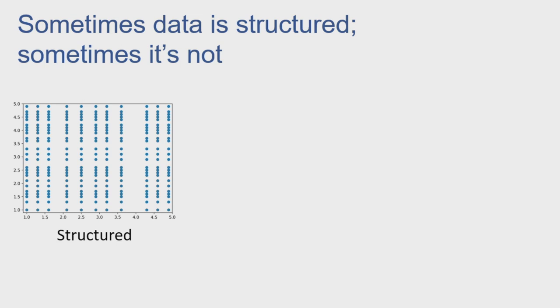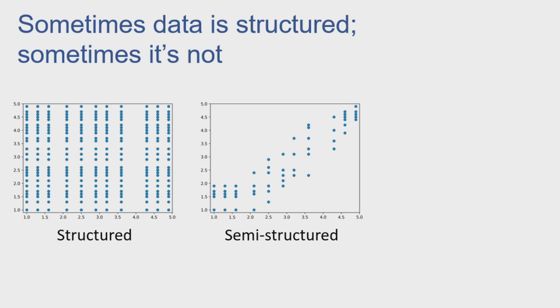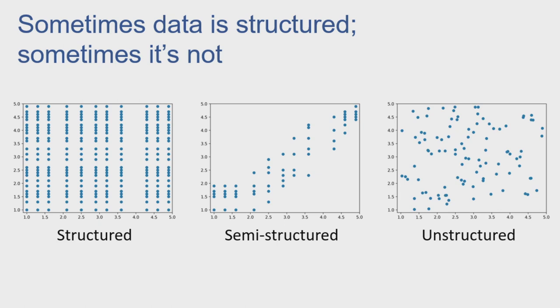You can have semi-structured data. Maybe you didn't get convergence at all of your points in the model. Maybe you just have some experimental data. But you can imagine it kind of looks like this grid on the left, but instead some points are removed. It's called semi-structured. And then you can have unstructured data. This could be a hairy beast. It could be terrible. Or it could be okay. But unstructured data can look like anything.